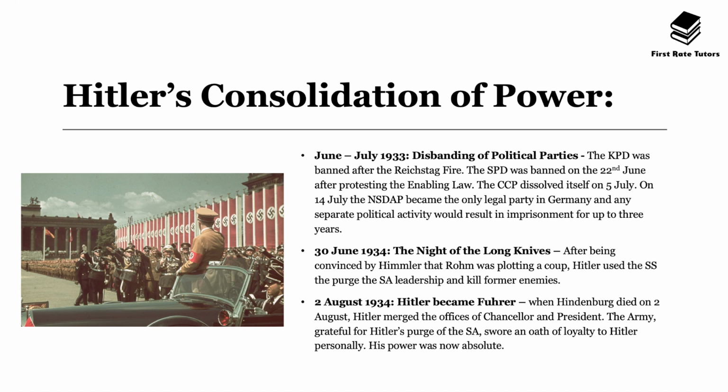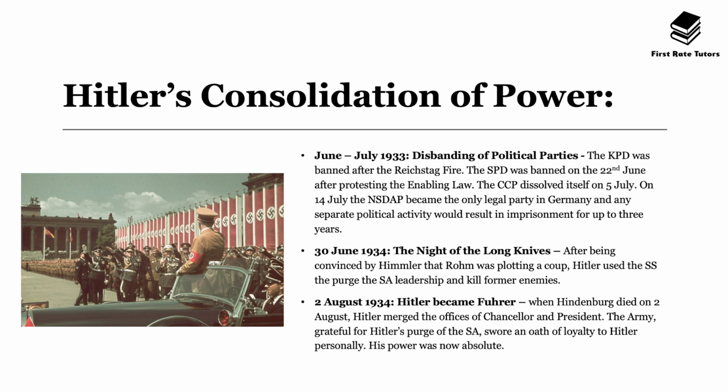On 30th June 1934, this was an important time because this was the Night of the Long Knives. After being convinced by Himmler that Ernst Röhm, who was the leader of the SA, was plotting a coup, Hitler used the SS to purge, in other words kill or imprison, SA leadership and also kill former enemies.